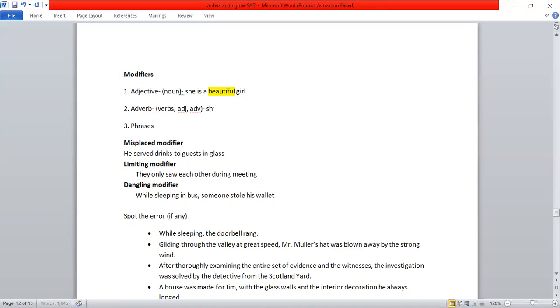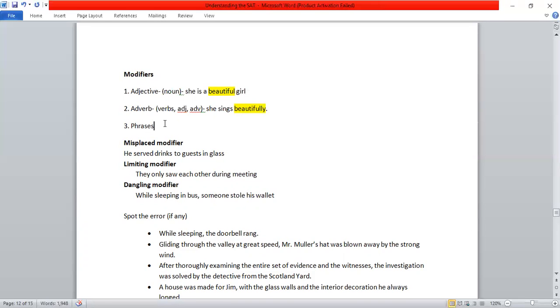If I say she sings beautifully. Now remember, she sings beautiful is incorrect, because sings is a verb and it always goes back to adverbs. The easiest way to identify an adverb is to look for ly. That's one of the tricks to find out what's an adverb.